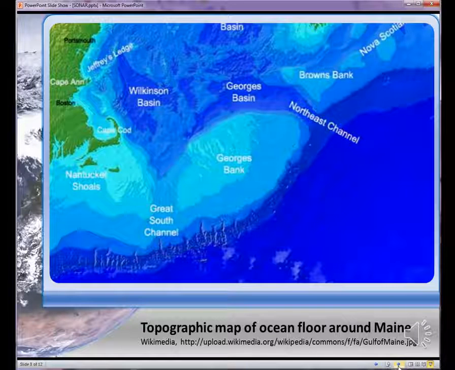Now, sonar is useful for a couple of things. For one thing, boats and subs can find out how far away they are from other boats and subs. But what we're interested in here is how sonar is used to map the ocean floor.